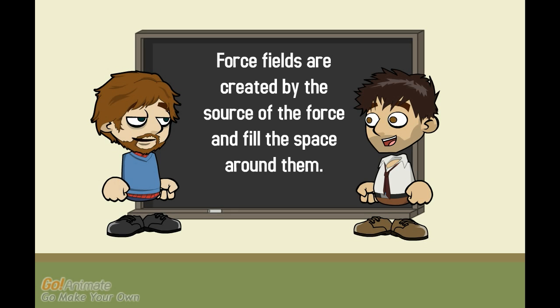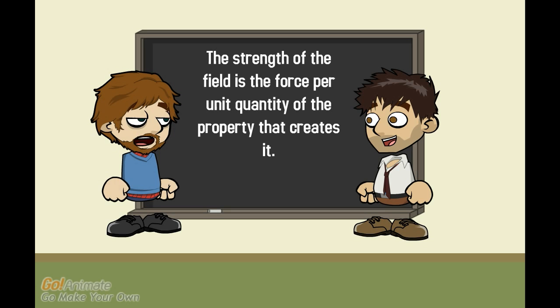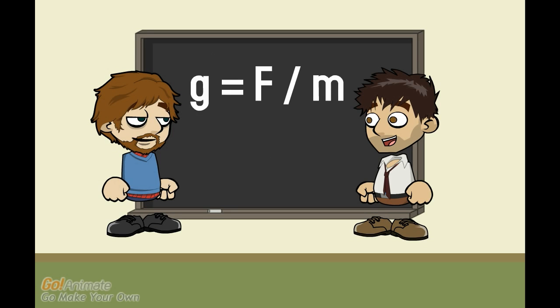That's correct. Charged objects can also create force fields in the space around the objects. To define the strength of the gravity field, we take the gravitational force divided by the mass of the moving object. For electric fields it is a little more complicated. The gravity field, little g, is the gravitational force divided by little m, the mass of the moving object.